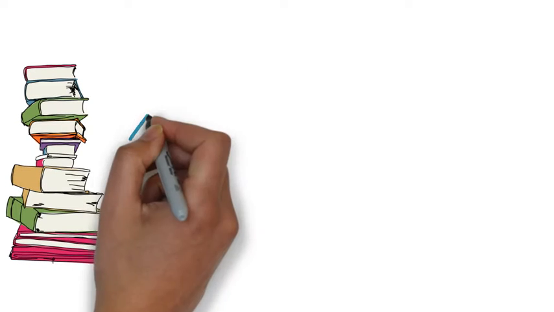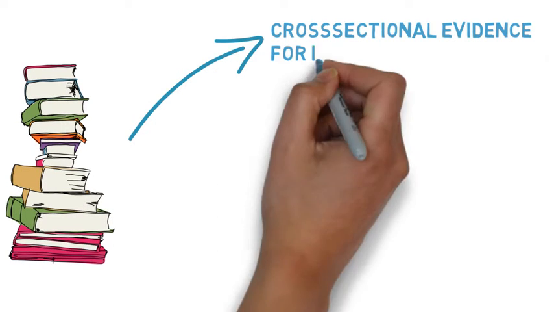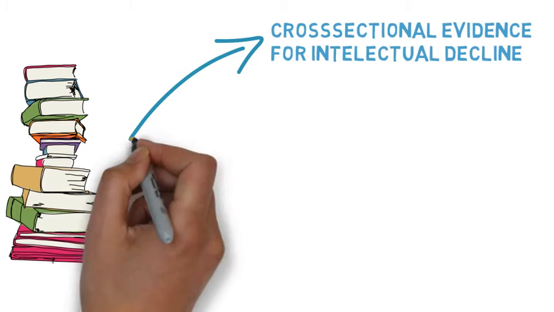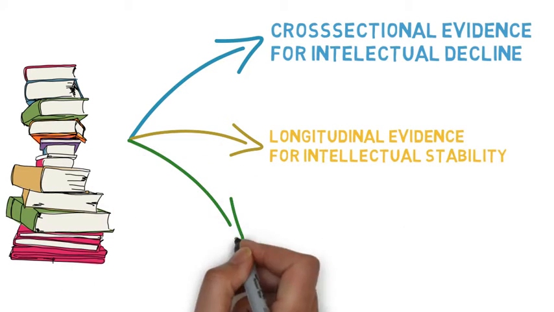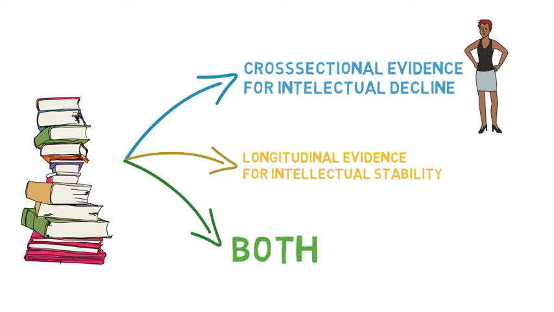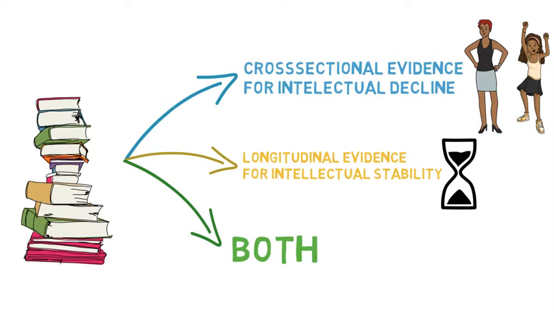This is studied in 3 phases. Phase 1 is the cross-sectional evidence for intellectual decline. Phase 2 is longitudinal evidence for intellectual stability, and Phase 3 depends on both. A cross-sectional study is when people of different ages are compared with one another. A longitudinal study is done on the same people over long periods of time.